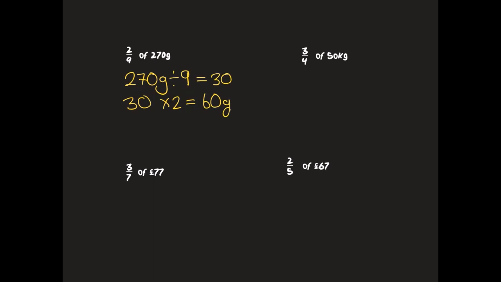Alright, so for this next one, 3/4 of 50. The first thing you'll notice is 50 doesn't actually divide by 4. So I'm going to times by the top first instead. So 50 times 3 is 150. And then I'm going to divide that by 4, and I think I'll do the decimal method. So 4 into 150. 4 into 1 does not go. 4 into 15 goes, well, 4 3s is 12.